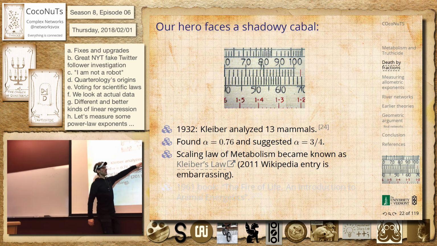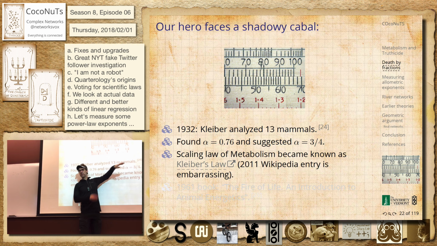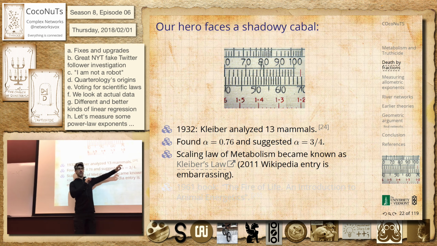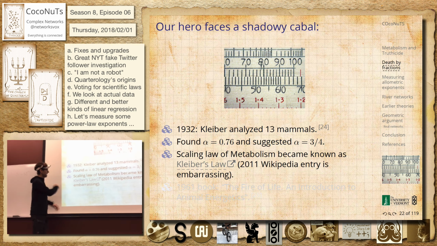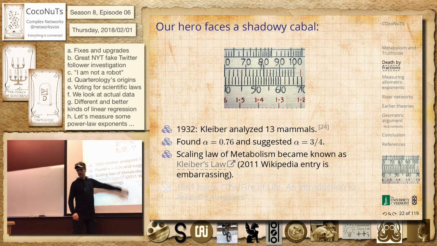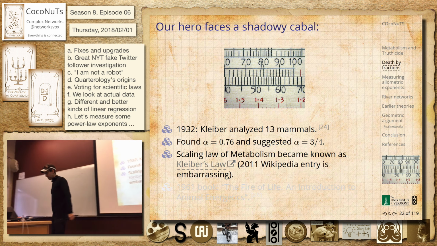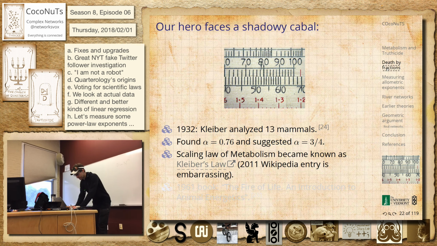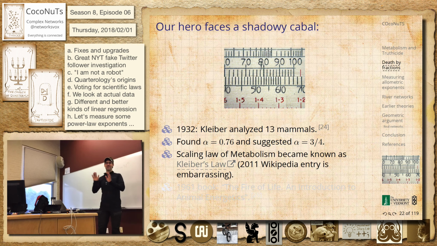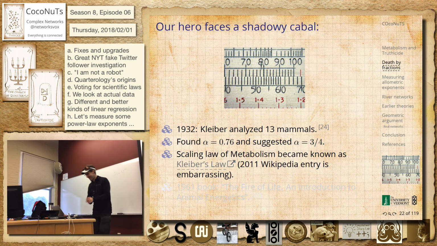Anyway, this is just 13 mammals. It's not 13 species with averages or something. It's 13 individual organisms, because it's not easy to do. And he ran a regression through this and got 0.76. So, straight up regression. We'll talk a little bit about regression. As we've seen, measuring power laws is not for the faint of heart.